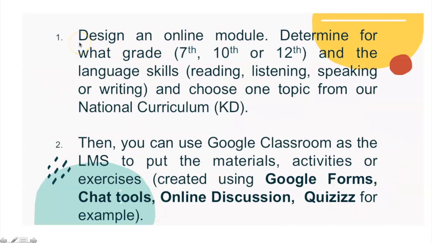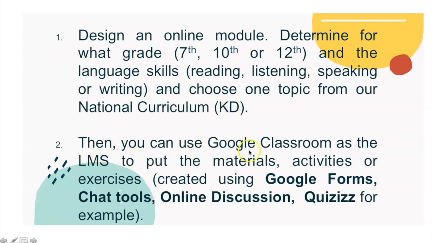So what to do in this task? First, you need to design an online module. Determine what grade, is it 7th, 10th or 12th, and the language skills. Is it reading, listening, speaking, or writing? And choose one topic from our national curriculum or KD. Okay? So for example, you choose personal letter for 7th grade of junior high school, like that.